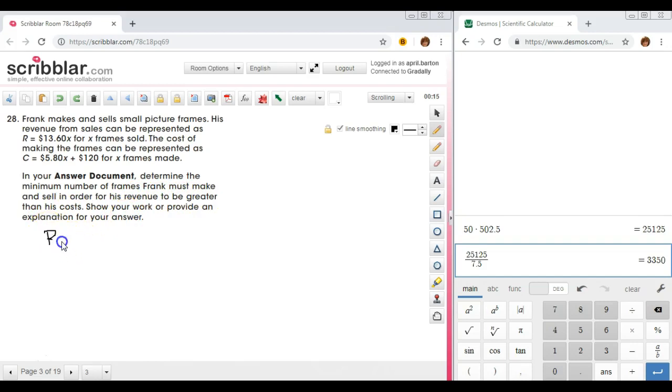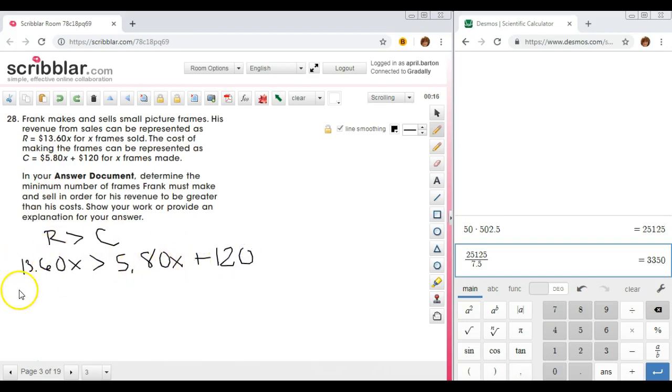So we want revenue to be bigger than cost. Again, there can be two ways to do this. You could set up an equation, well, actually in this case called an inequality since we're doing greater than. So you could set up an inequality and solve for x, or you could do a guess and check version where you actually guess an amount of frames and see, well, does this make the revenue bigger than the cost? If we set up our inequality, it said revenue is 13.60x, and cost is 5.80x plus 120.